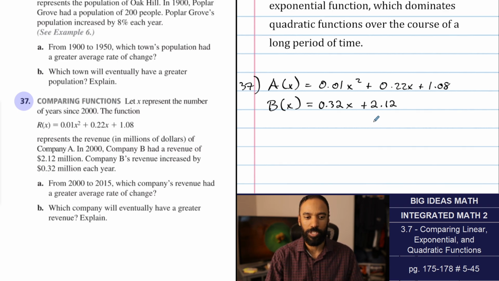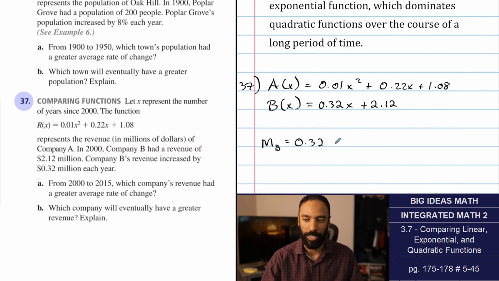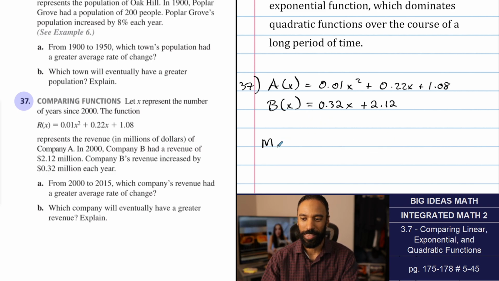From 2000 to 2015, which company's revenue had a greater average rate of change? Probably this one. We know company B's average rate of change already. It's 0.32 million, millions of dollars per year. I should probably write that differently. I'll say it again. 0.32 mil per year.